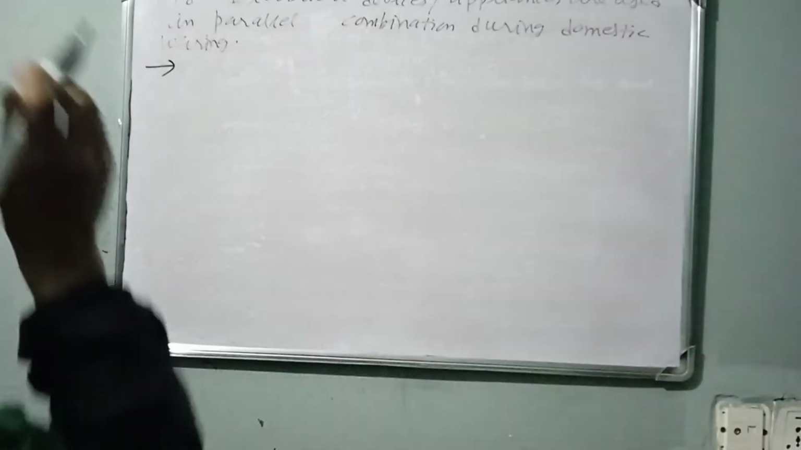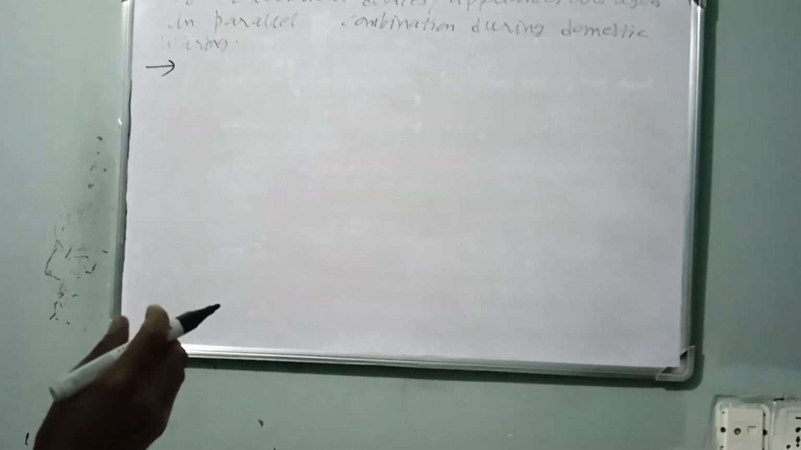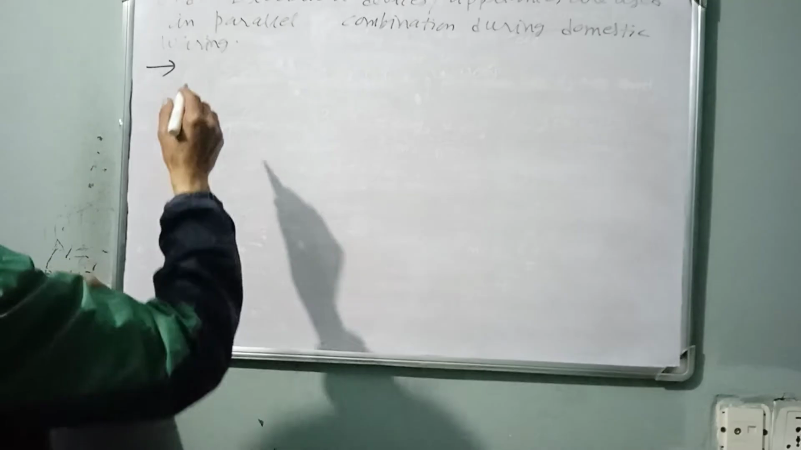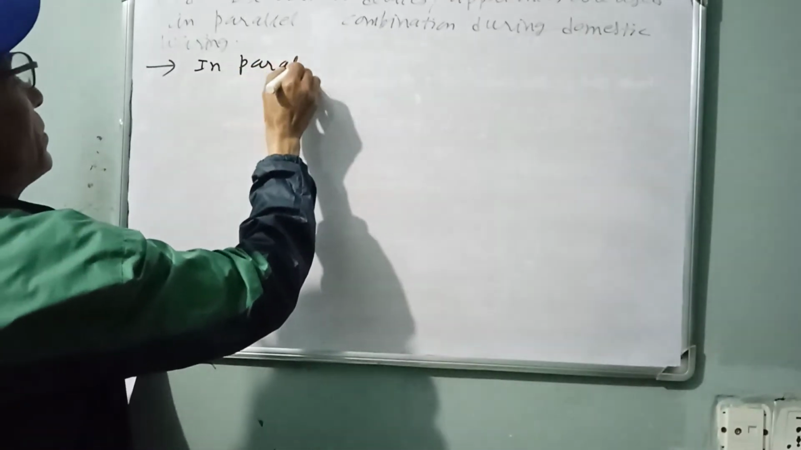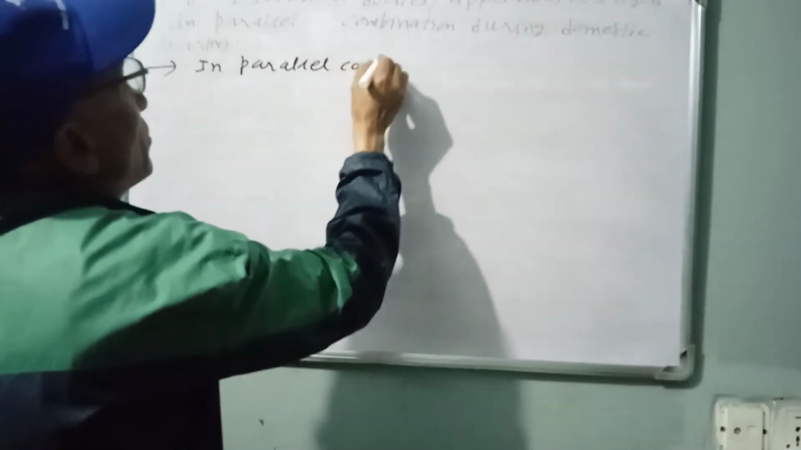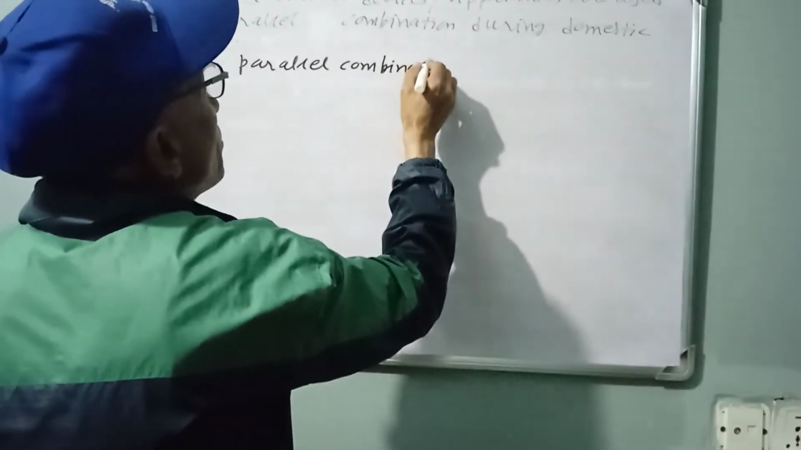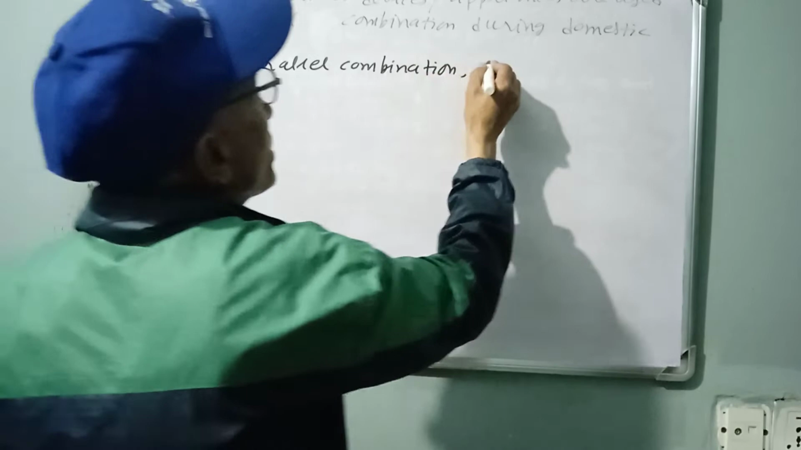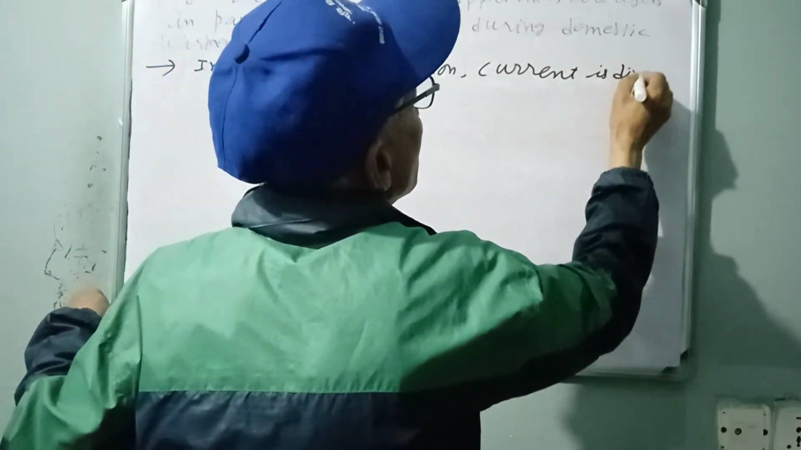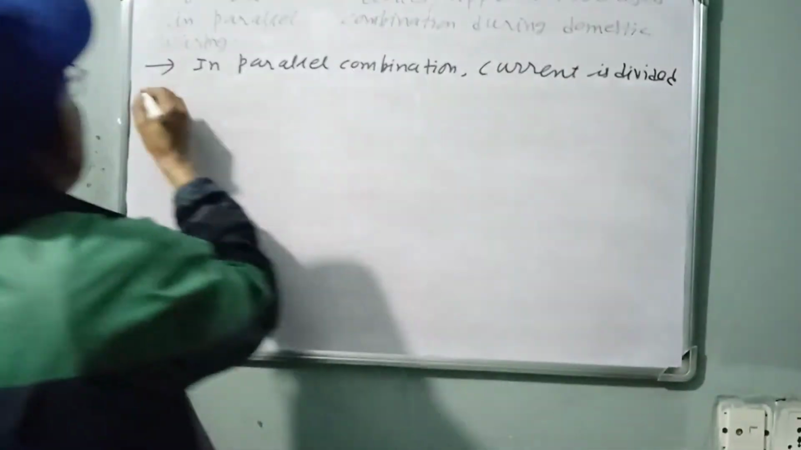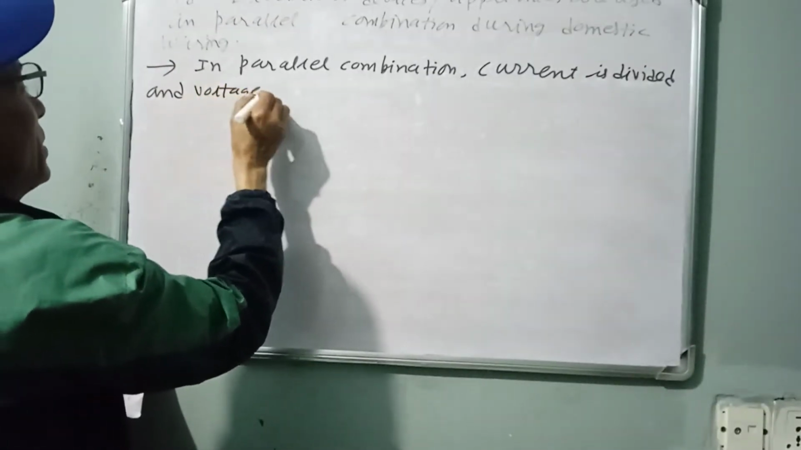The answer is electrical devices, appliances are used in parallel combination during domestic wiring. What happens in parallel combination? The current is divided and voltage is the same.